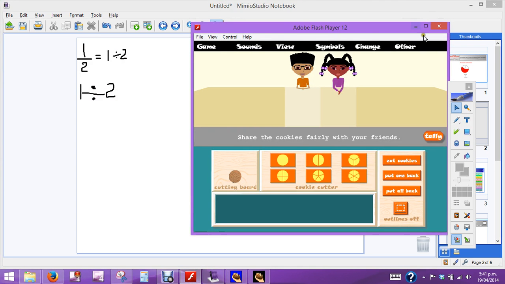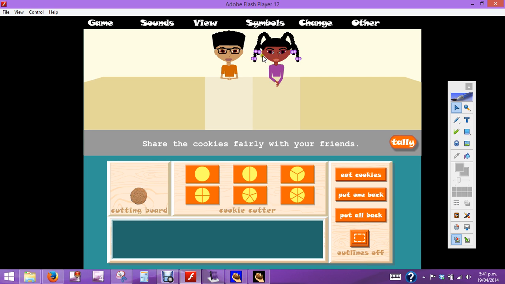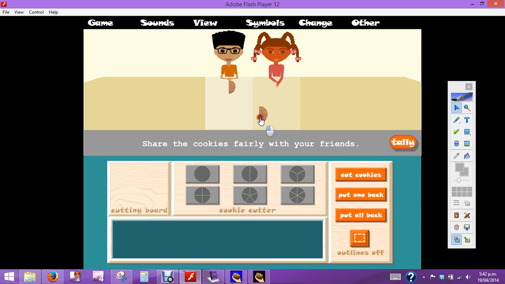So I've got this little cookie tool here. I've got 2 friends to share 1 cookie with. So I'll put it on the board and I'm going to cut it into 2 equal pieces. I'm going to use this cutter here, which is a halves. It cuts 1 cookie into 2 halves. And 1 divided by 2 is this amount each. So that's the answer to that division equation.